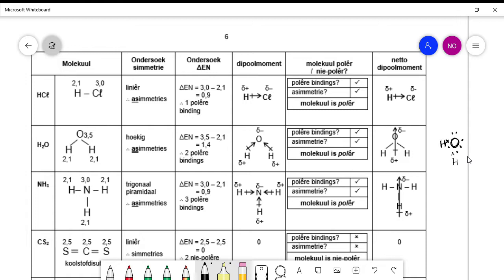But it is not symmetrical on all its axes. So always use the bonds to test if it's symmetrical. If I use this bond, do you see, if I use this as a mirror, it's not symmetrical.